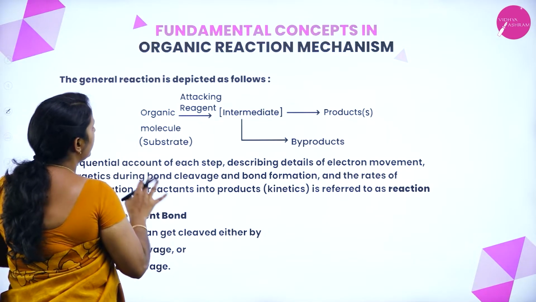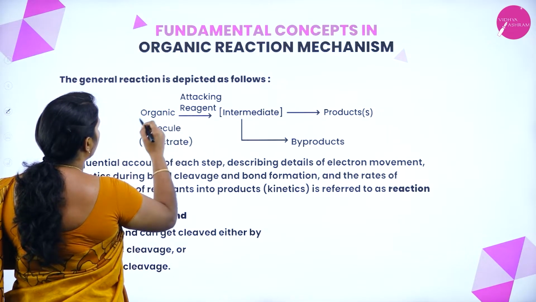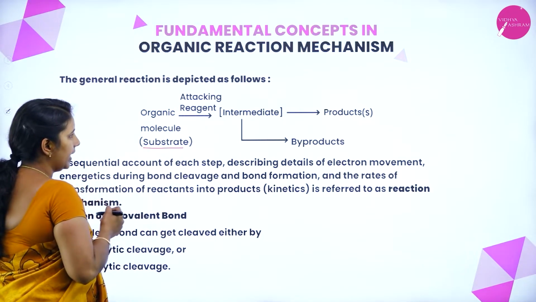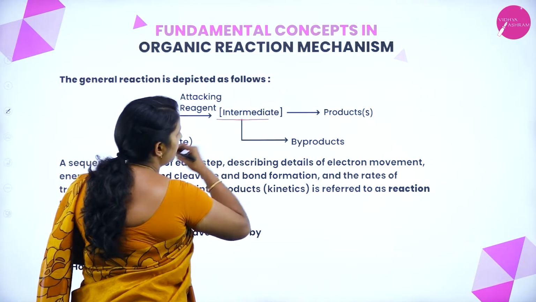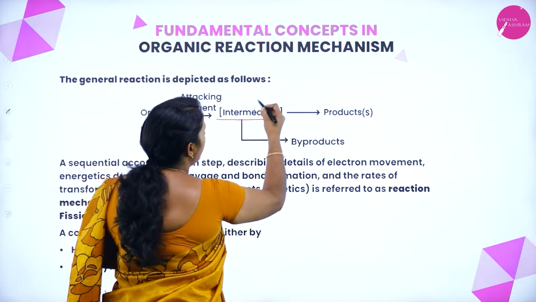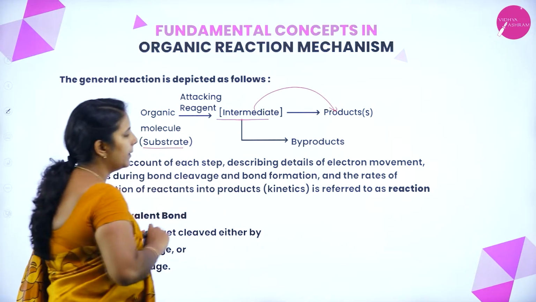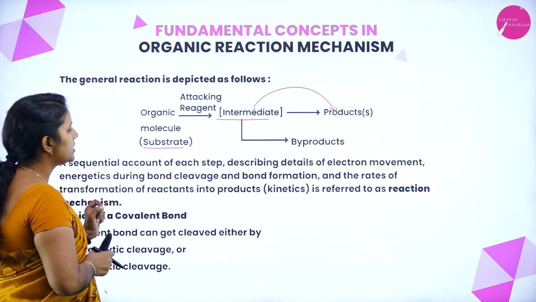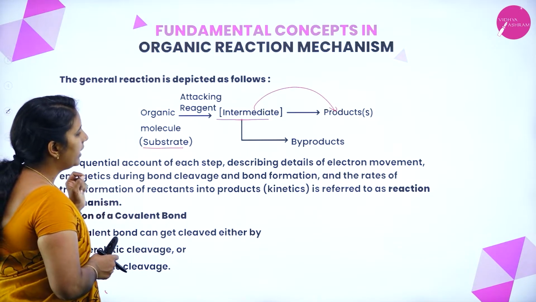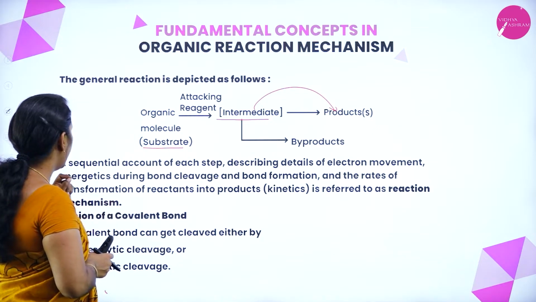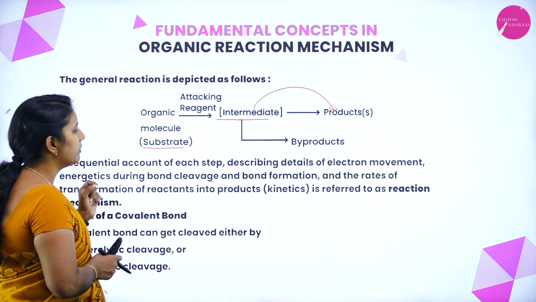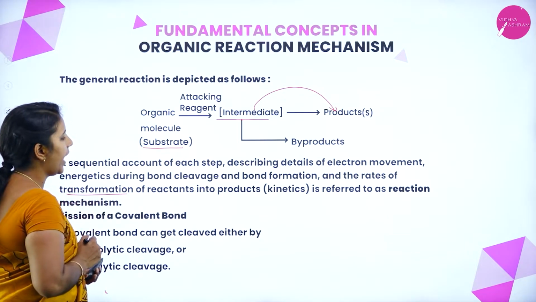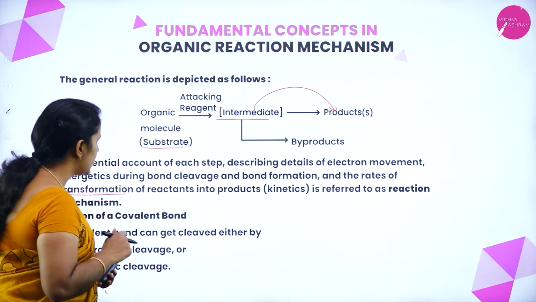So generally we write the organic molecule, or the reactant molecule, as a substrate, which is going to react with an attacking reagent to form an intermediate, and later this intermediate will be decomposed to form a product. The sequential account of each step, describing the details of electron movement and energetics during bond cleavage and bond formation, and the rate of transformation of the reactant into the product, is referred to as what?